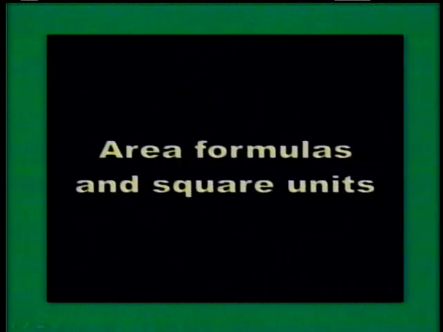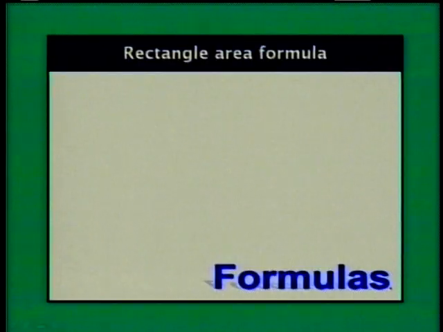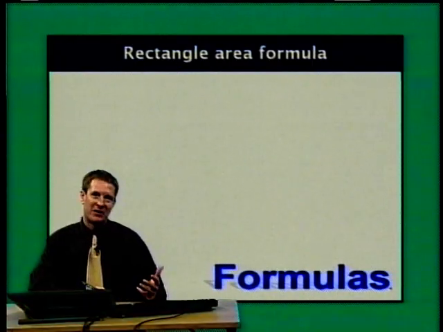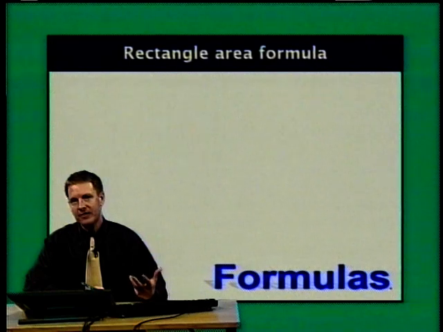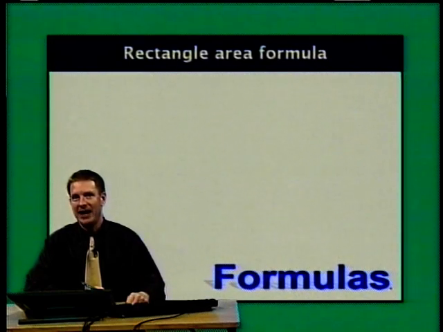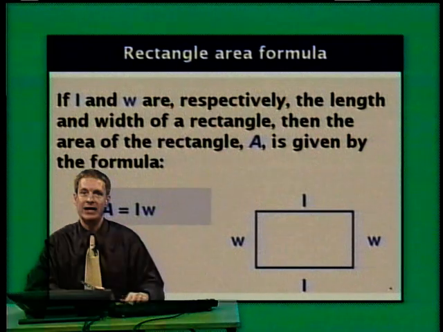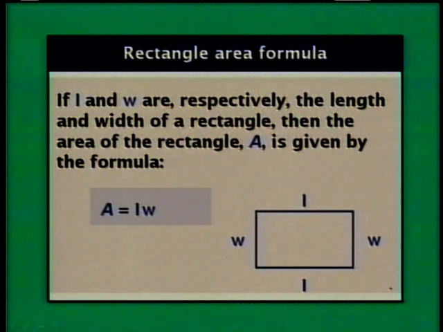Let's talk about area formulas and square units. Let's begin with our rectangular area formula. Let's go back to our ferret example. The amount of sod that we ended up needing to cover the bottom of that rectangle was 18 feet times 10 feet. That was the length of the rectangle times the width of the rectangle, and that indeed is our rectangle area formula. If L and W are respectively the length and width of a rectangle, then the area of the rectangle A is given by the formula A equals L times W.